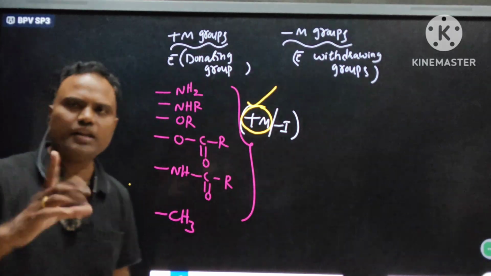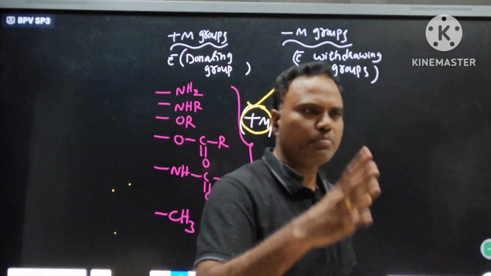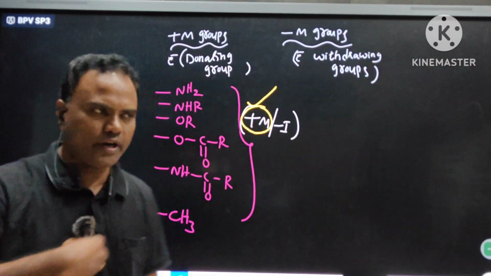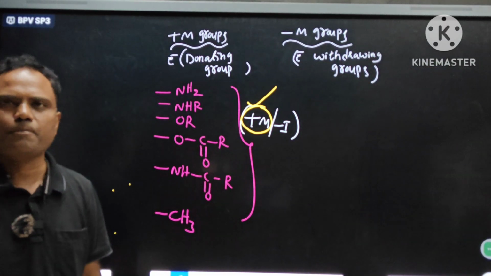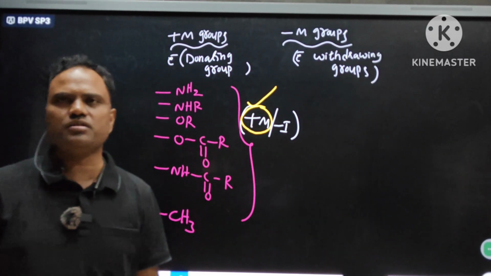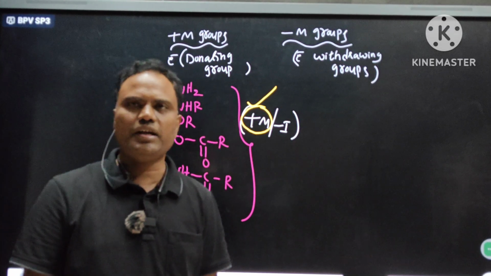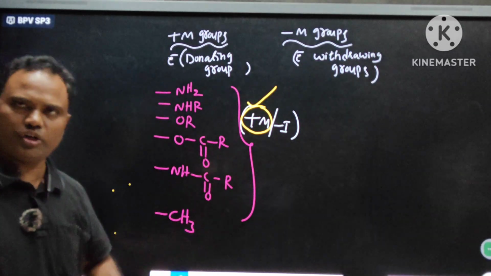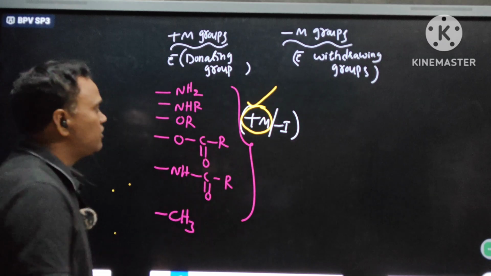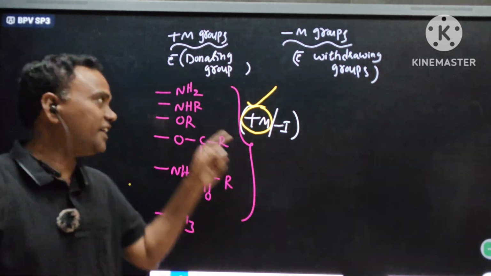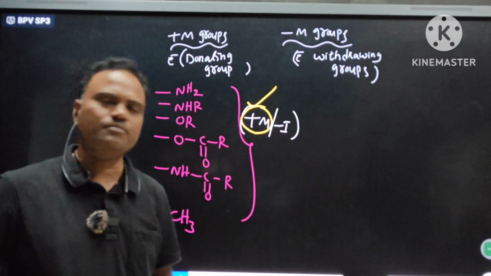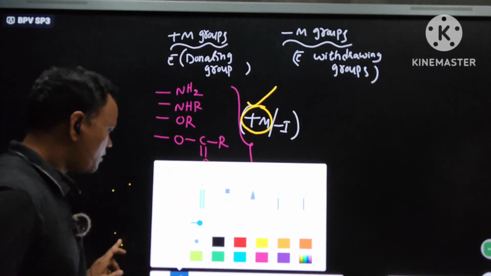Clear? Finally, the conclusion is every plus M group also has which effect? Minus I effect. Some donating power as well as withdrawing power. There is no 100% perfect object or person in this universe. Good and bad both are there. Similarly, here also donating is there, withdrawing also there. Did you observe one thing? I didn't include OH here because if I include OH, you will get confusion while doing the questions. Clear?